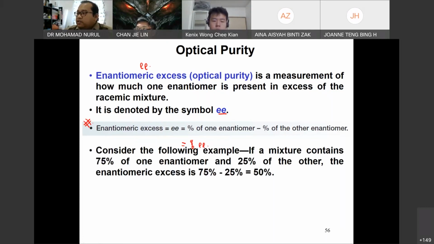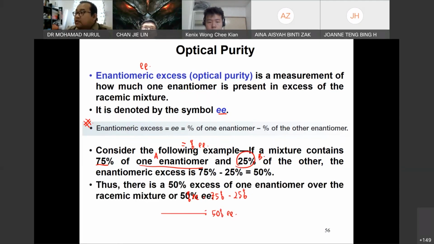Consider the following sample. If the mixture contains 75% of one enantiomer and 25% of the other enantiomer, for example, we take enantiomer A and this one enantiomer B, then the percentage of EE is 75% minus 25%, so it becomes 50% EE.